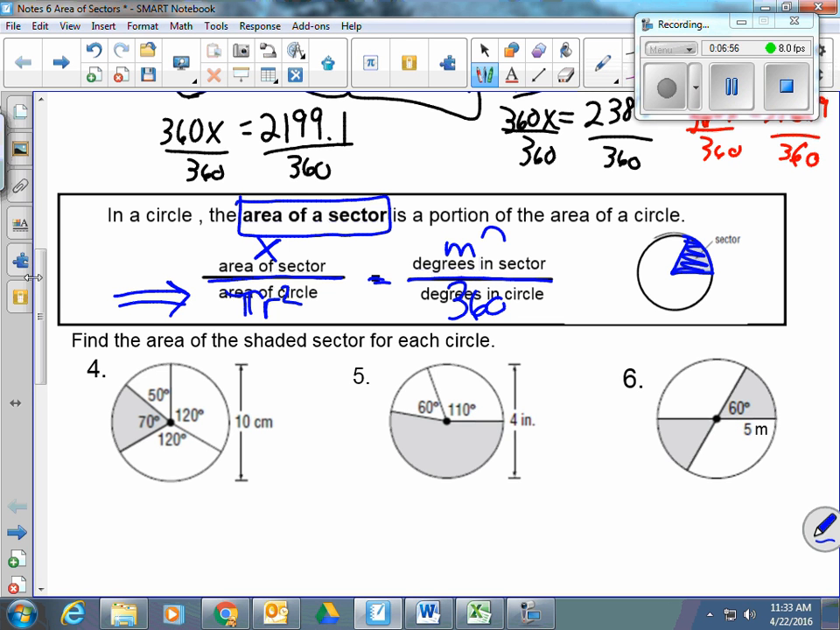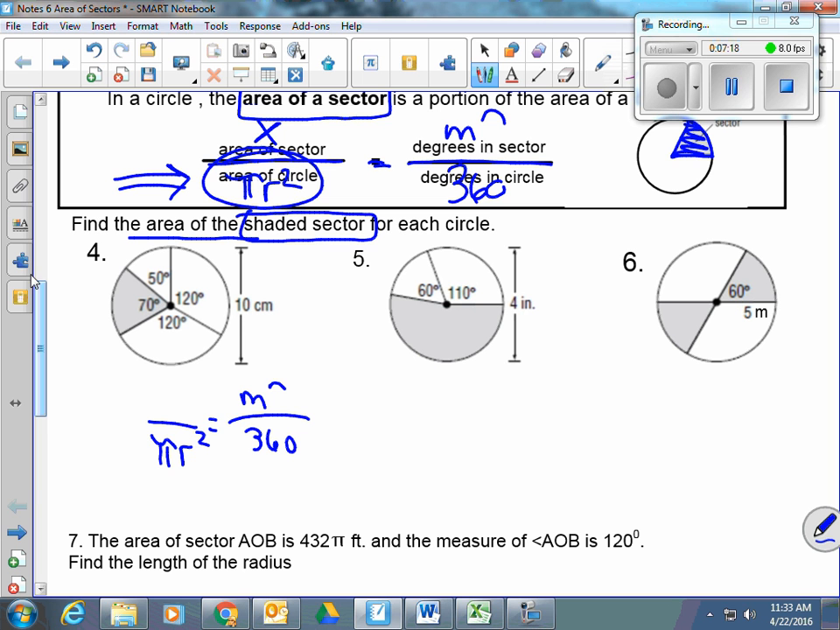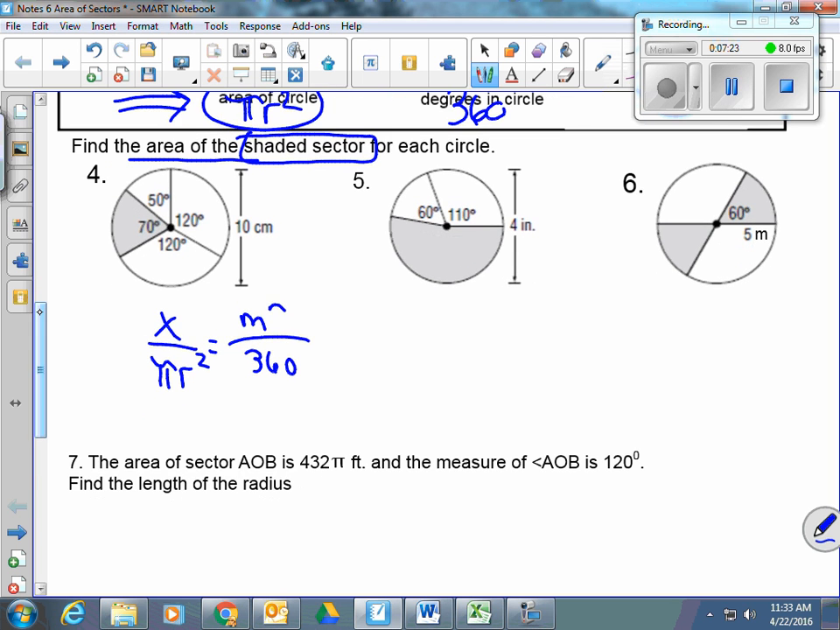So let's work this first problem. We're basically doing the same thing, we just have a different formula right here, correct? Set it up the same exact way. So right down here, I'm finding the area of the shaded sector. So I'm going to set up my formula. I know that 360 is here. This is the measure of the arc. Now this formula is pi r squared. And this right here represents the area of the sector, since that's what I'm trying to find.